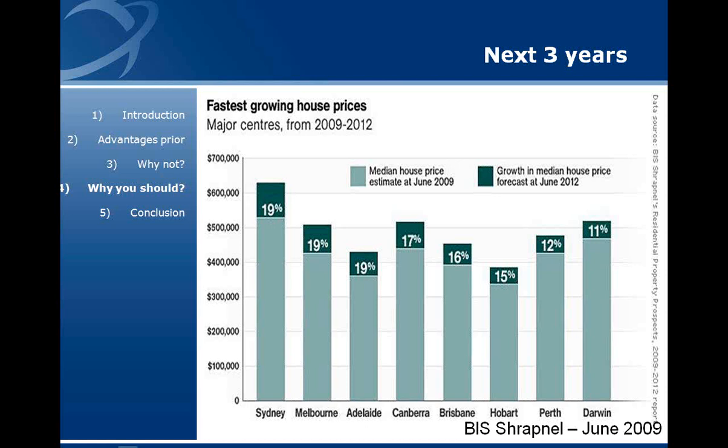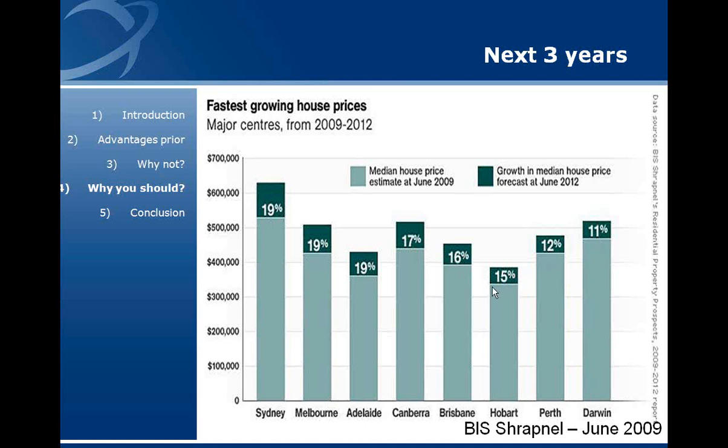Now, I wanted to show you this graph here. This was basically brought out by BIS Shrapnel. BIS Shrapnel is one of the leading economic forums with regards to property, and this was their prediction over the next 3 years. They believed that the Sydney property market was going to grow by around 19%, the Melbourne property market about 19%, Adelaide 19%, Canberra 17%, Brisbane around 16%, and then you've got basically Hobart, Perth, and Darwin.